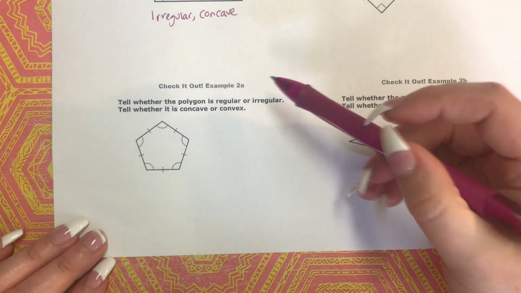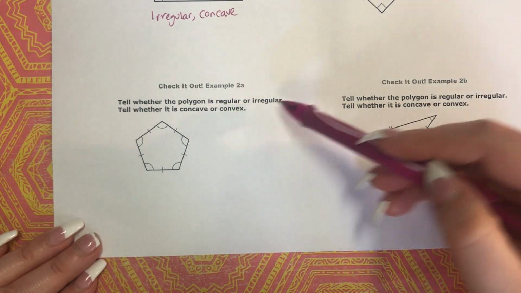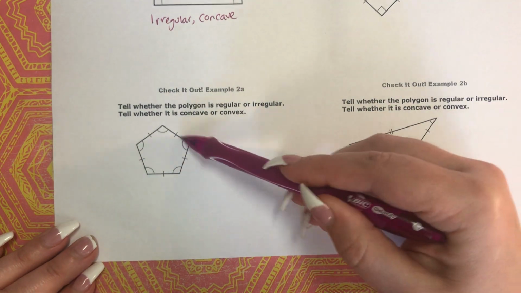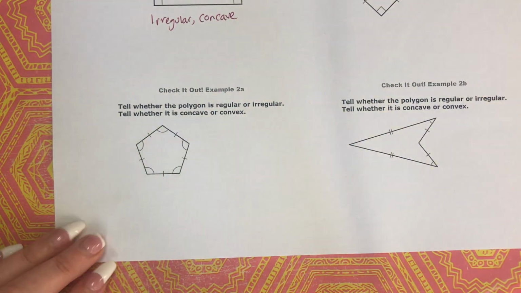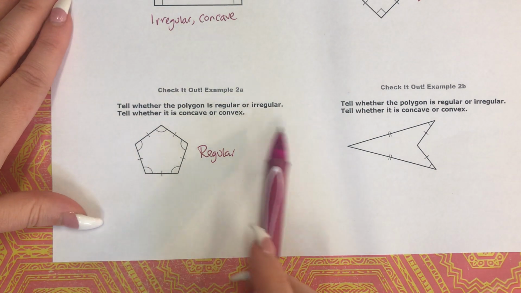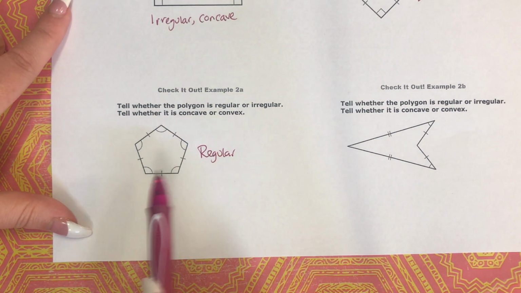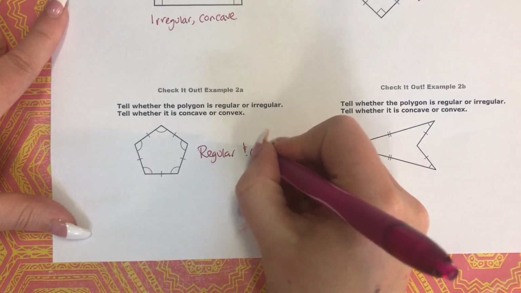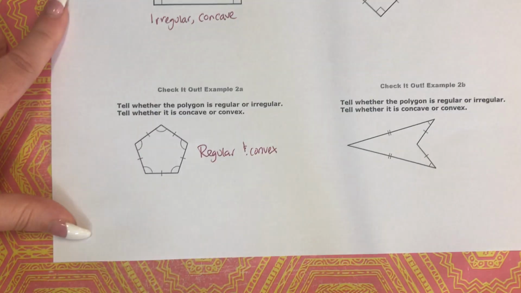Okay, let's see how you did. We're going to tell whether it's regular or irregular. So we're looking at this figure. It's got to be equilateral and equal angular. All the sides are the same and all the angles are the same, so we know it's regular. Perfect. And then we want to know, is it concave or convex? It doesn't look like anything's caving in, so this would be regular and convex. If you got that right, great job.